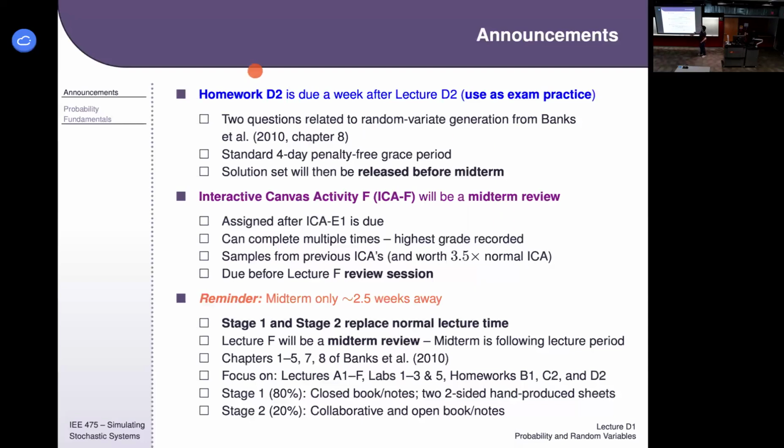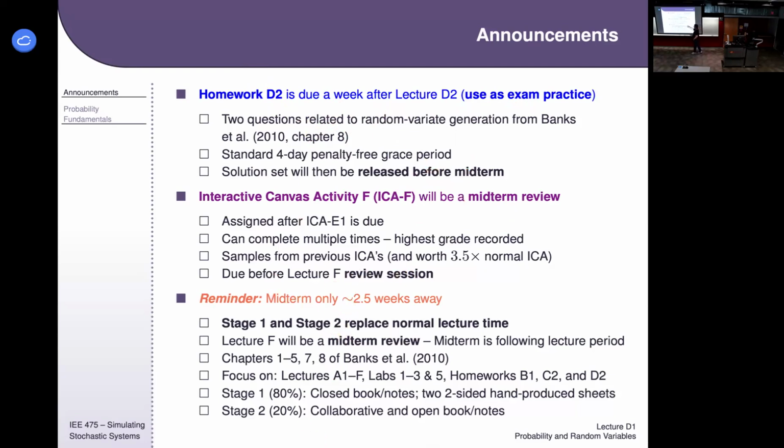Homework D2 will be available very soon. I just have to update the random variate problem for this year, so it'll be available by Tuesday. This is 2 questions related to random variate generation. We'll learn the difference between random number generation and random variate generation shortly. Like I said, there's the Canvas activity. And then I keep talking about the midterm.